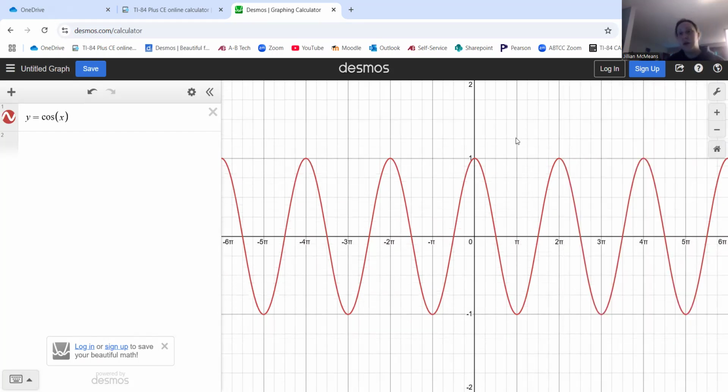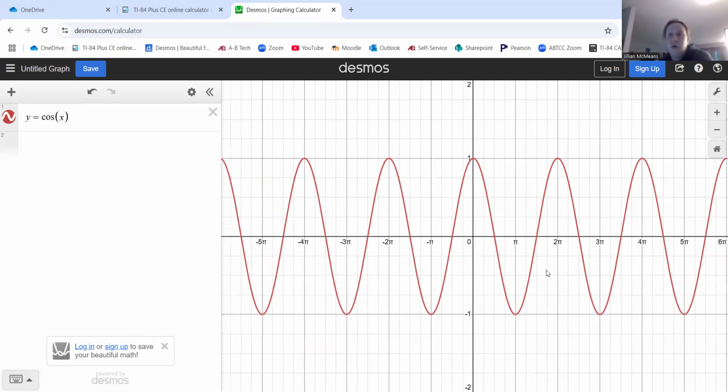So where we cross the y-axis is different, and our intercepts are different. Our x-intercepts are falling at different places than the x-intercepts for sine. The peaks and valleys are falling at different places for sine and cosine.